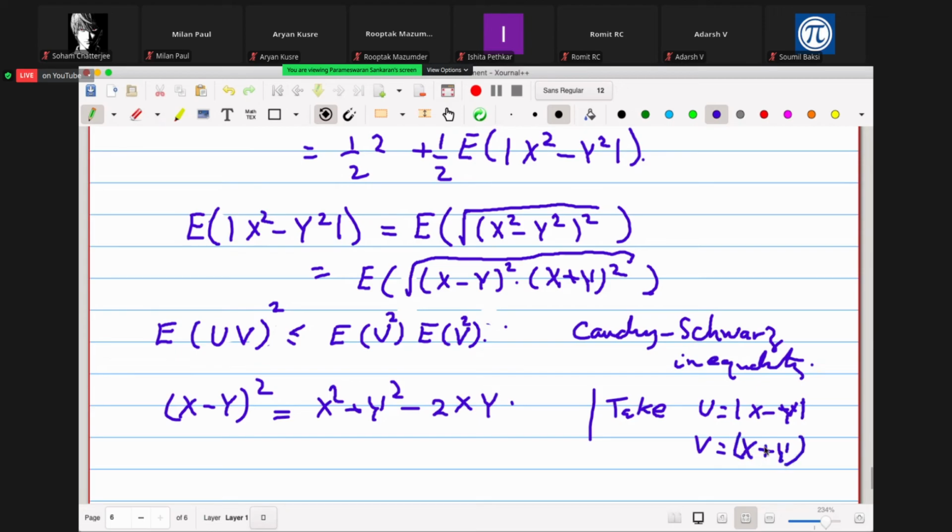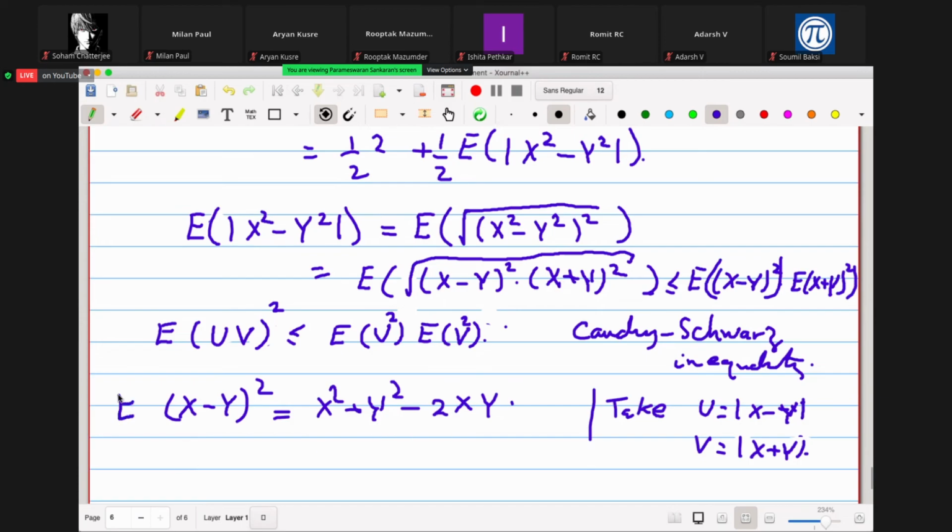You can also put that in parenthesis, no problem. Absolute value doesn't matter. So you just do this, and then apply this, then you know that this is less than or equal to the expectation of u square, which is exactly (x minus y) square, times the expectation of (x plus y) square. This is exactly what I wanted.